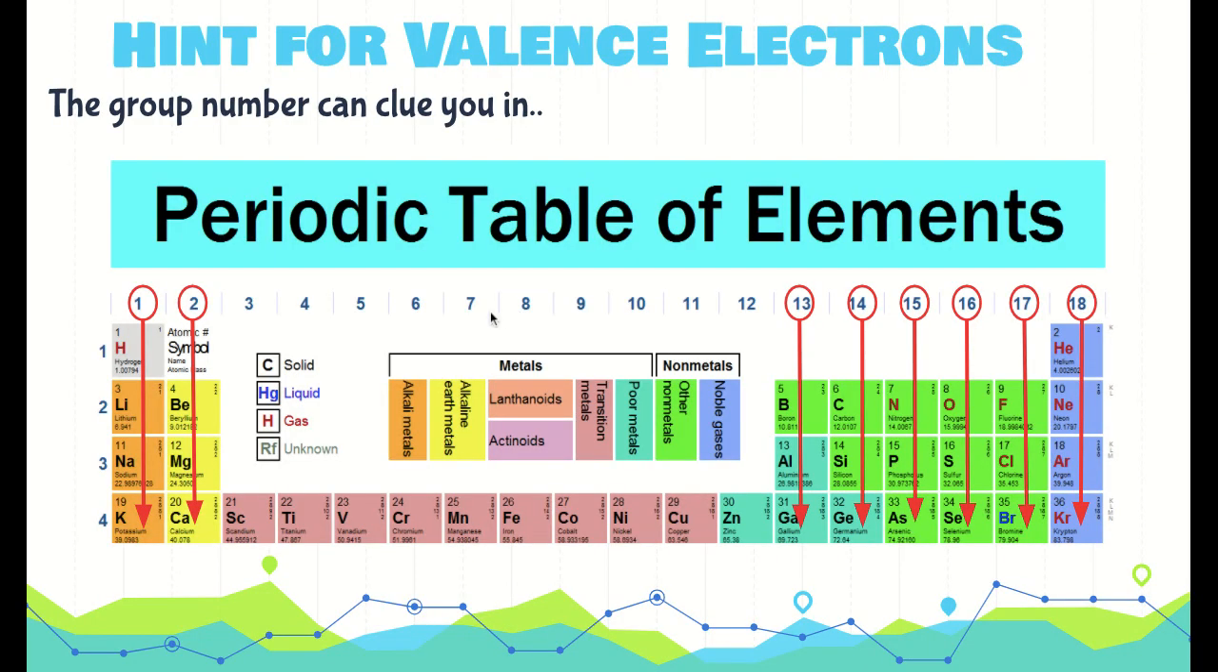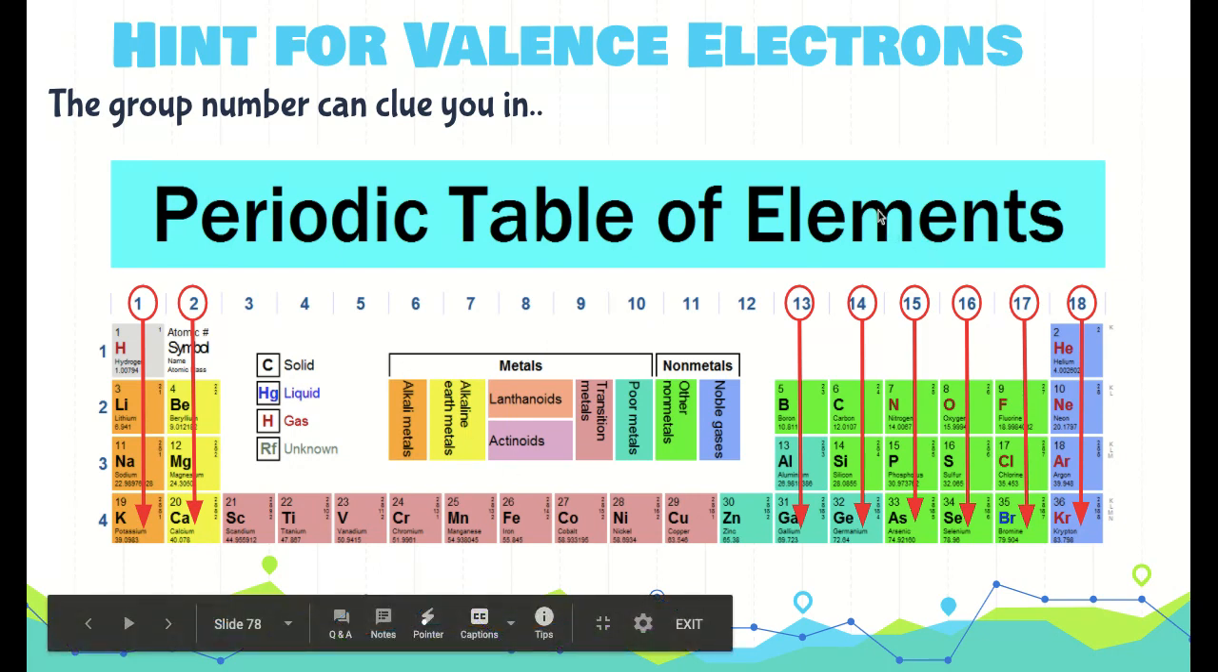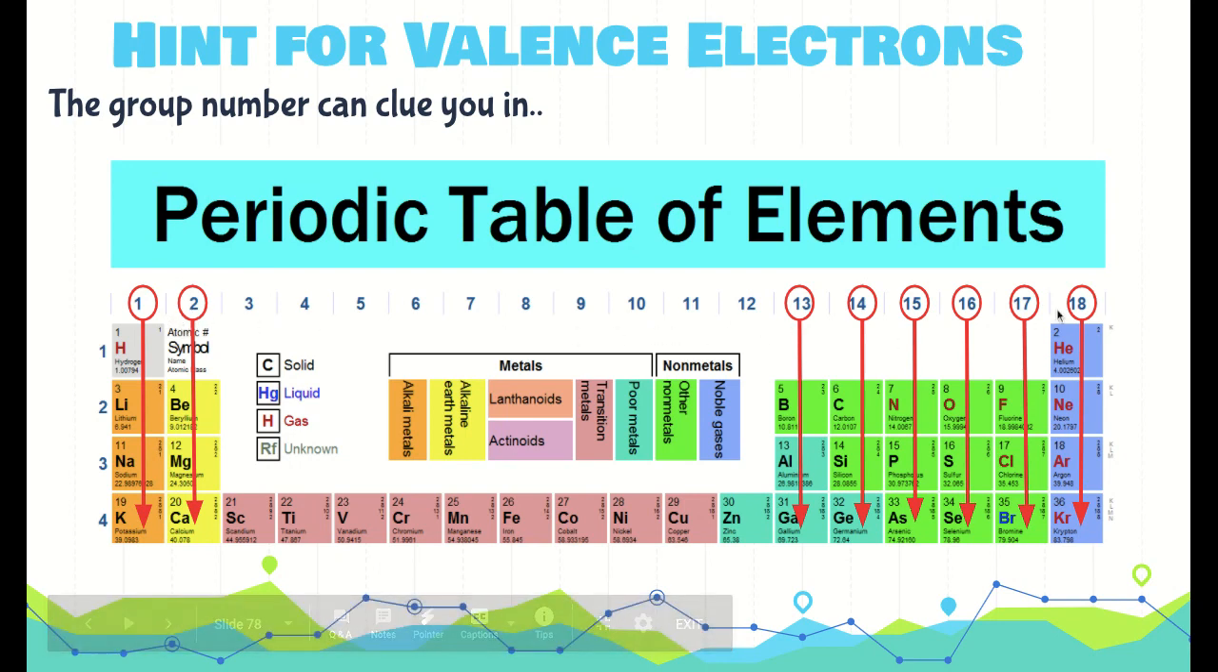So how do you know how many valence electrons there are without having to write an entire Bohr model? There's an easy way to do that. If you look at your periodic table, you have group numbers along the top. Hopefully you're familiar with those. You have group numbers going along the top here, 1 through 18. You are using this as a clue to tell you how many valence electrons there are.